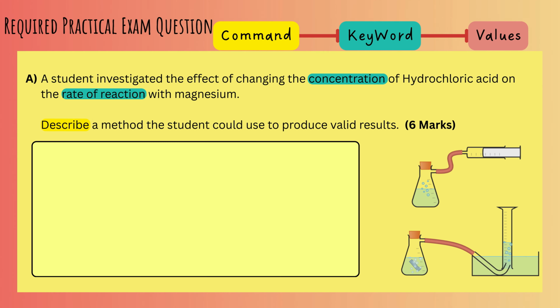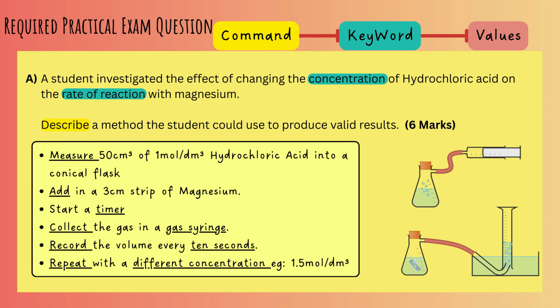Alright, let's check those answers. Question A. A student investigated the effect of changing the concentration of hydrochloric acid on the rate of reaction with magnesium. Describe a method the student could use to produce valid results. It's a 6 marker, so we need 6 bullet points. And this refers back to our method from earlier.